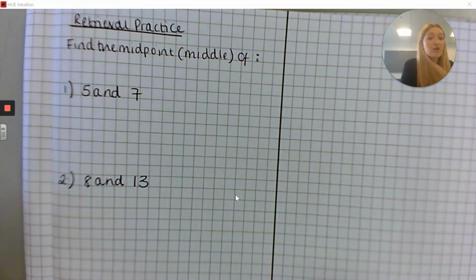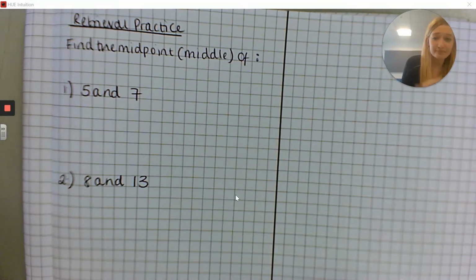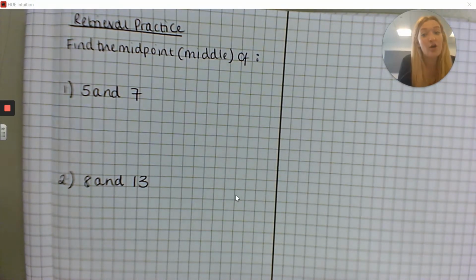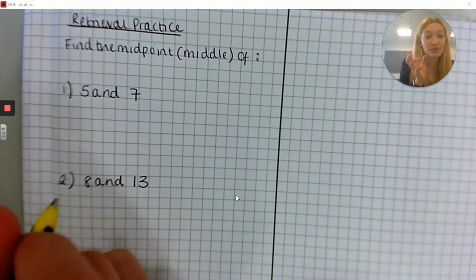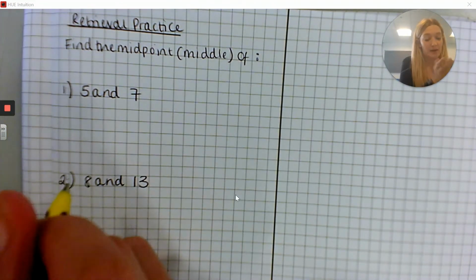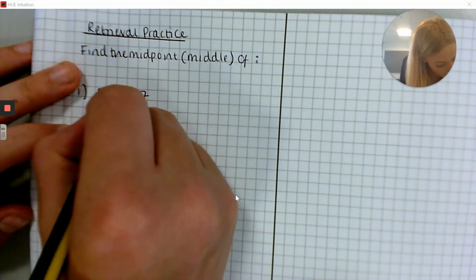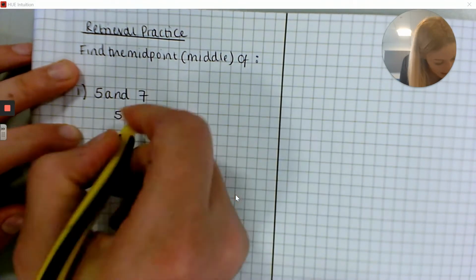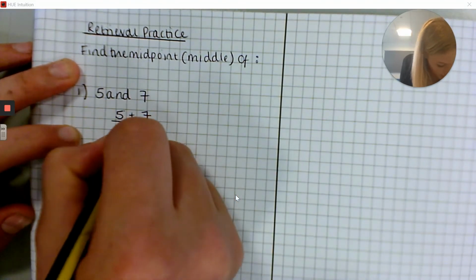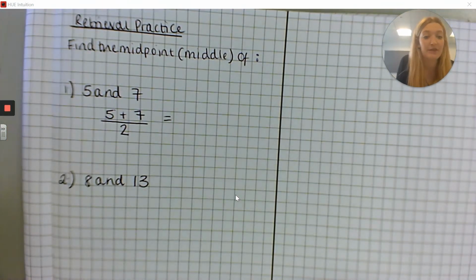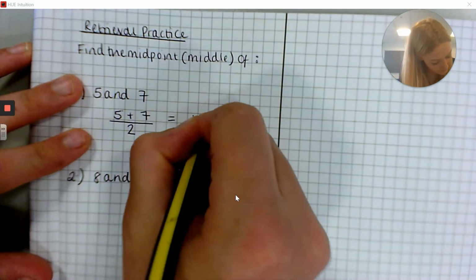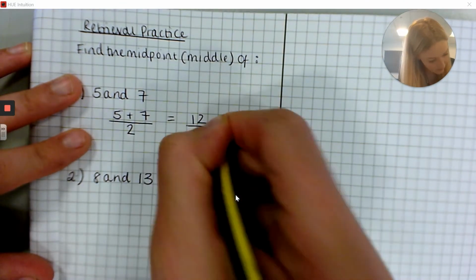Okay, lovely. So I've got my 2 example questions here then. I'll find the midpoint, or the middle, of 5 and 7, and 8 and 13. And it's really straightforward. All you need to do is add the 2 numbers and then divide by 2. So for this one, we're going to do 5 plus 7 and then divide by 2. You add the 2 numbers and you divide by 2. So 5 plus 7, good, 12, divided by 2, good, 6.